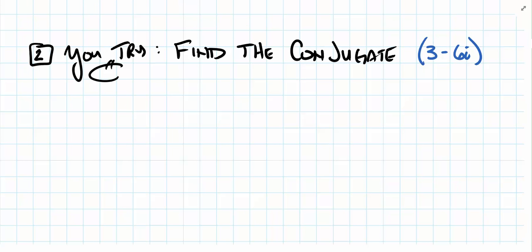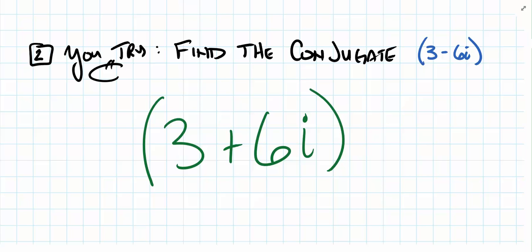Okay, it's a U-try, and no, it's not a joke. It really is a simple U-try. What is the conjugate to 3 minus 6i? Yep, it's just 3 plus 6i. Honestly, no trick questions there. Just making sure you're paying attention.